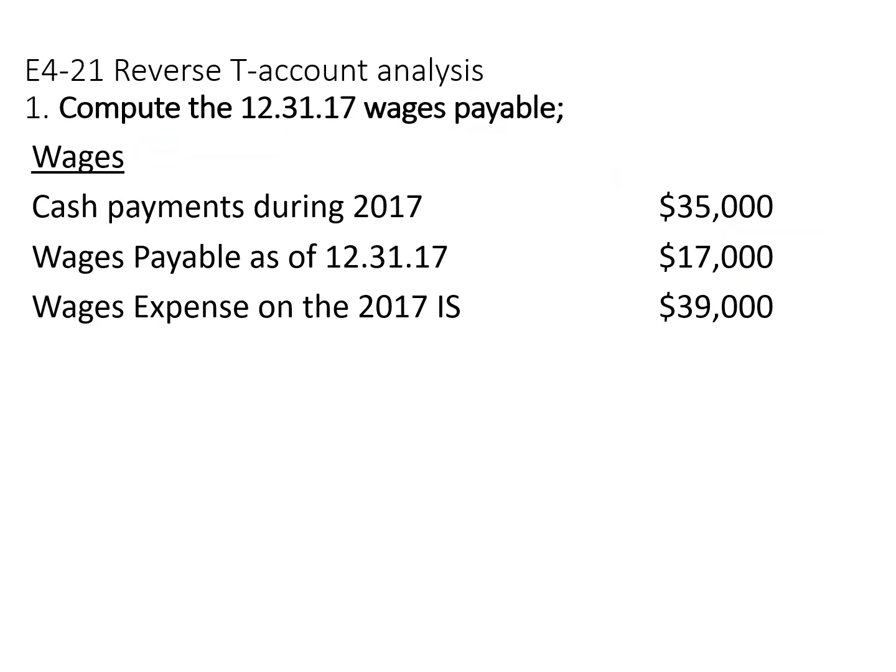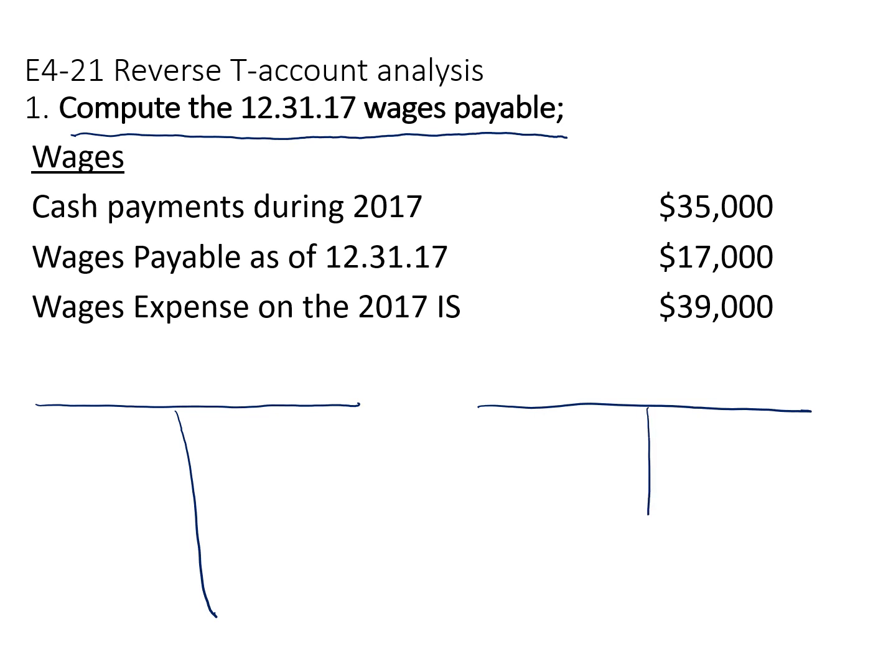Here's our first one. There's some information. Okay, you're saying that's nice, but what do I do with it? Well, they want you to find the 12/31/17 wages payable. So that looks like it's the ending balance. So what do I know? Well, let's see. I know that I've got wages payable, and they also give me wages expense.